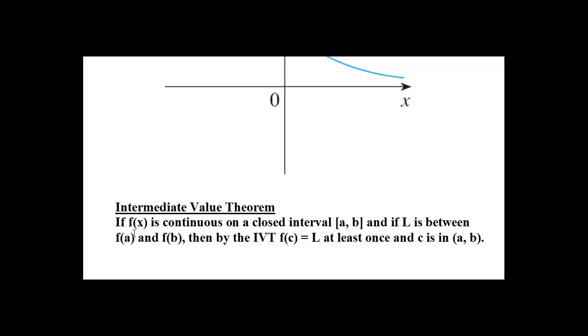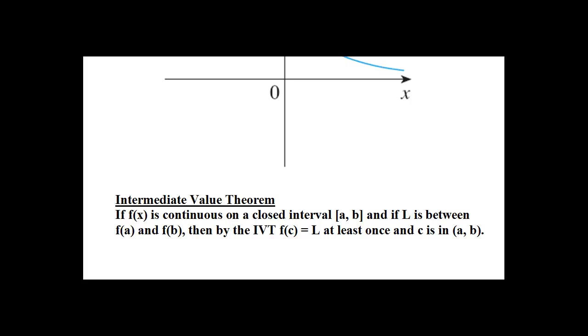The intermediate value theorem states that if f(x) is continuous on a closed interval [a, b], and if L is between f(a) and f(b), then by the intermediate value theorem, f(c) equals L at least once, and c is in the open interval (a, b).